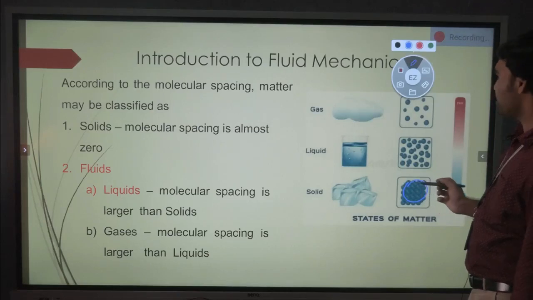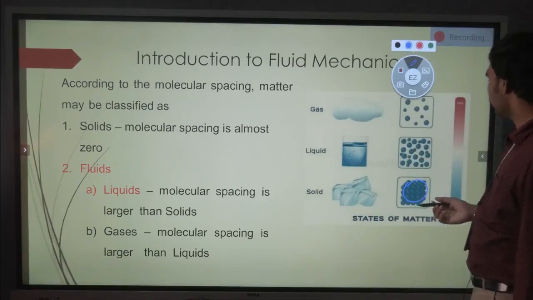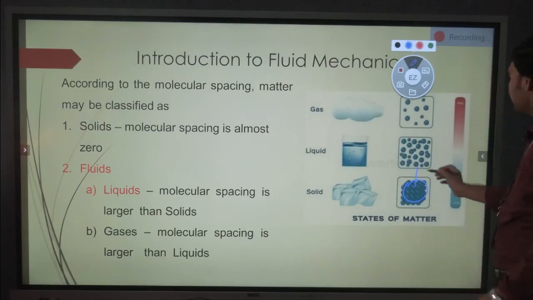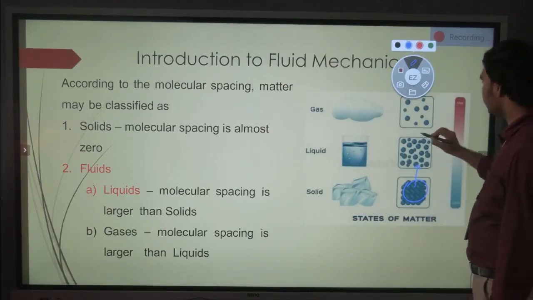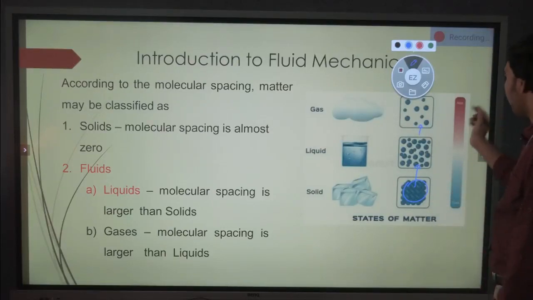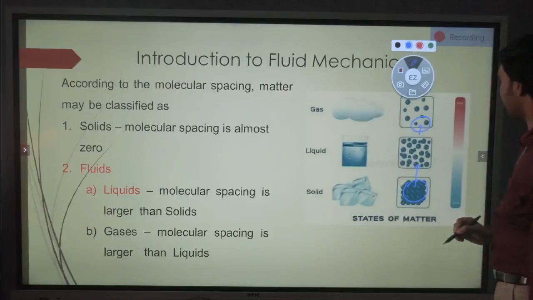So what about fluids? Fluids are of two types, liquids and gases. If the molecular spacing is larger than in solids, you can call it a liquid. In the case of gases, the molecular space between the particles is very large.